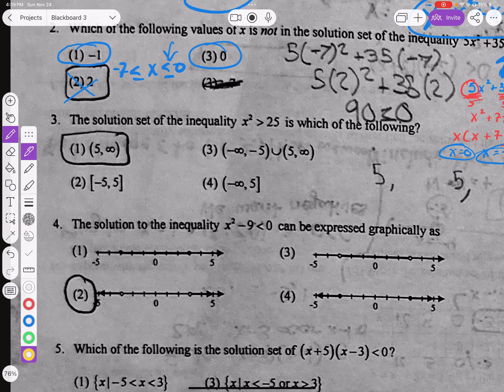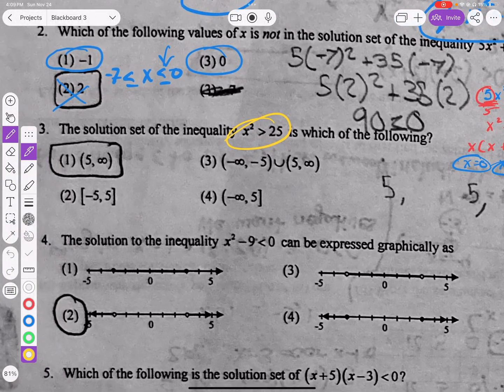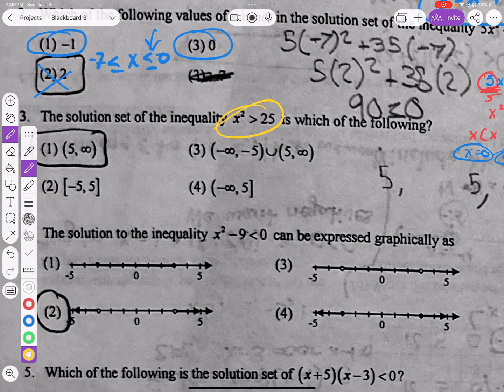Solution set of x squared greater than 25, which of the following is the solution set? So a problem like this, you could throw it right into a calculator, but hopefully it has taught you this. So it says greater than, just greater than 0. So I've subtracted 25 from both sides. I would now factor this polynomial. So it's x minus 5 times x plus 5, right?